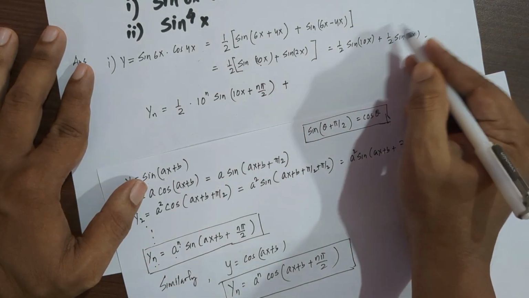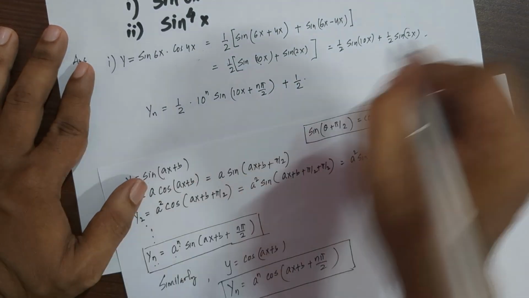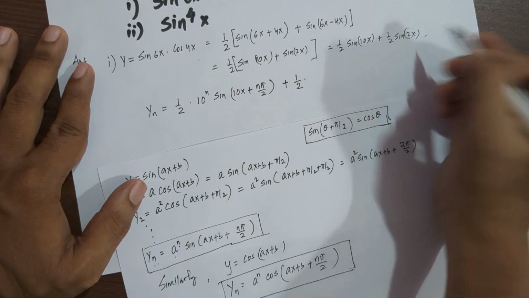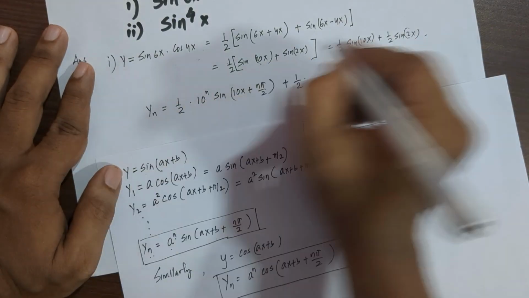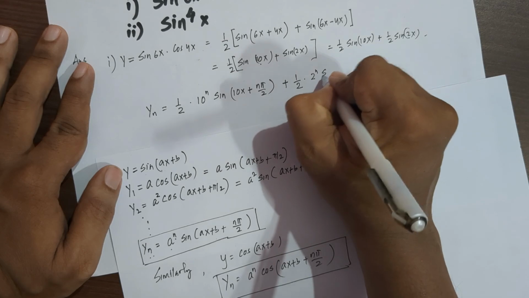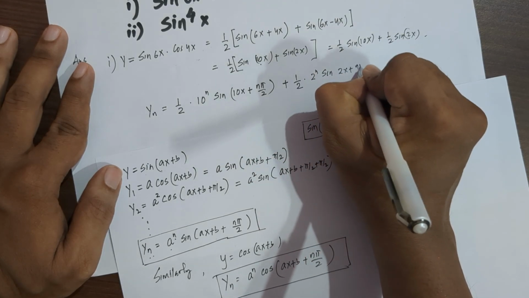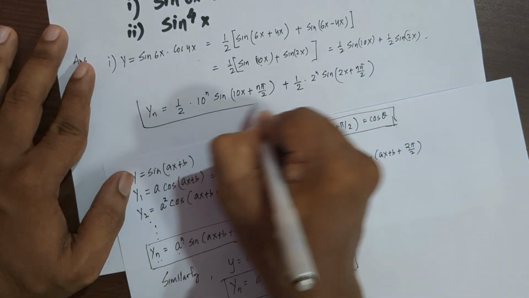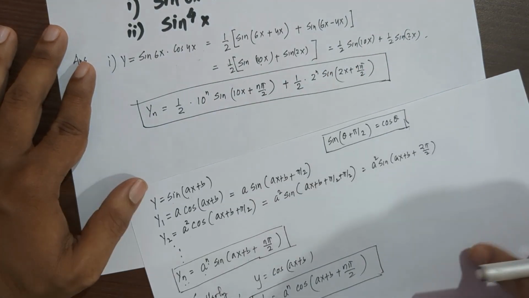Then the nth derivative of this one, half will come outside. Then the nth derivative of sine 2x, here a is 2 and b is 0. Then apply the nth derivative formula. So we have 2 to the power n sine 2x plus n pi over 2. So this is the nth derivative of sine 6x times cos 4x.